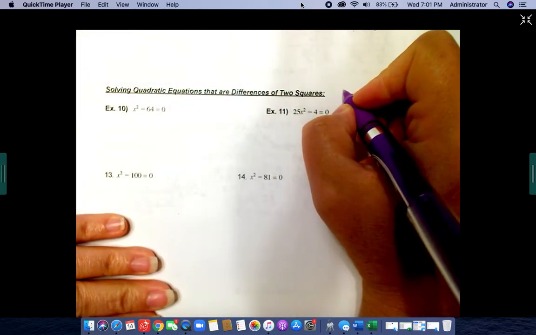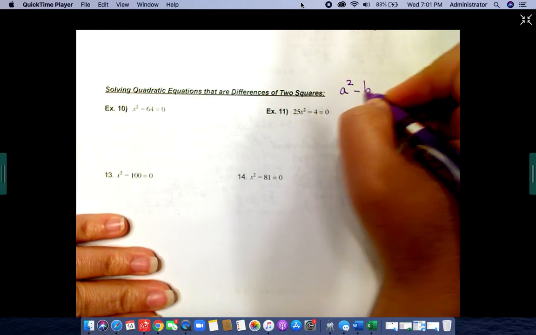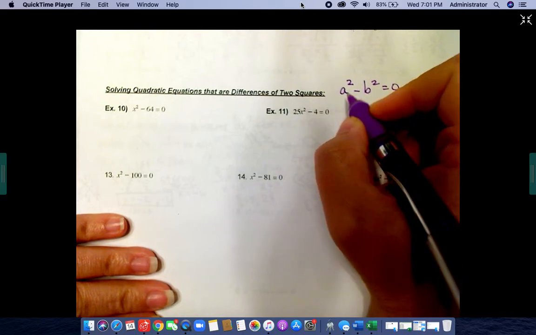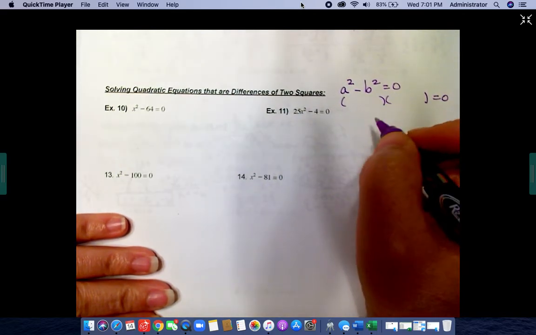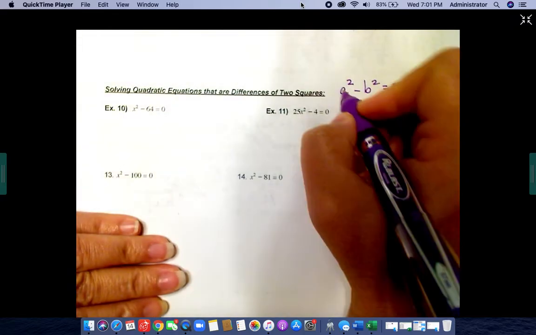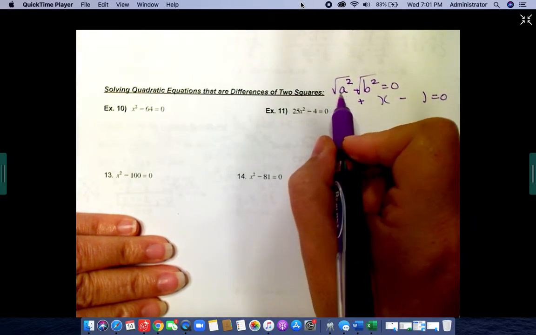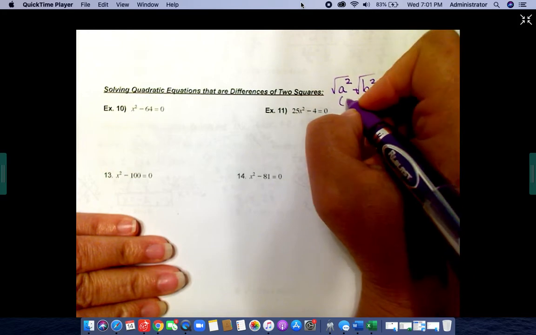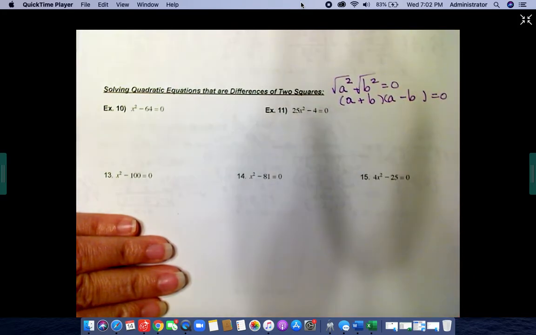So recall that a difference of squares is in the form a squared minus b squared equals 0. And a difference of squares factors into two binomial factors, and one is a sum and one's a difference. And to fill in these values, we simply take the square root of a squared and put it here. So it would be a, and the square root of b squared, which would be b and b.